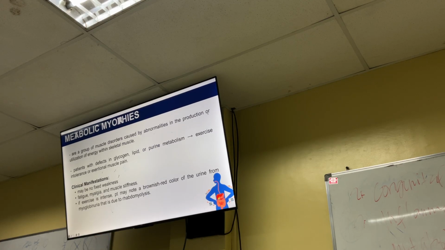Fatigue, myalgia, and muscle stiffness. From that, there is exercise intolerance related with muscle pain. So myalgia is present. If exercise is intense, the patient may note a brownish red color of the urine from myoglobinuria, that is due to rhabdomyolysis.